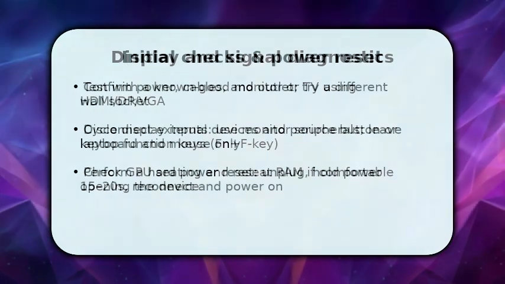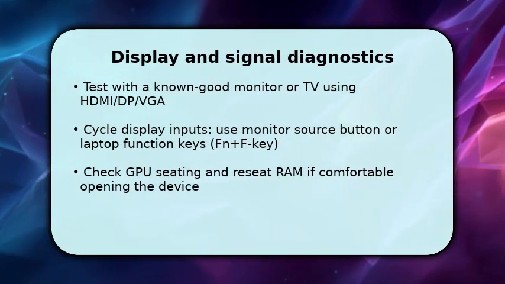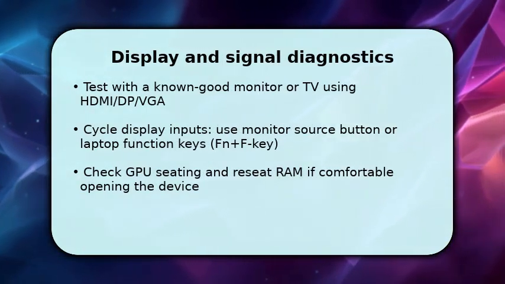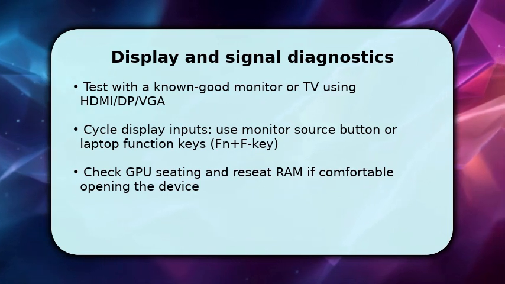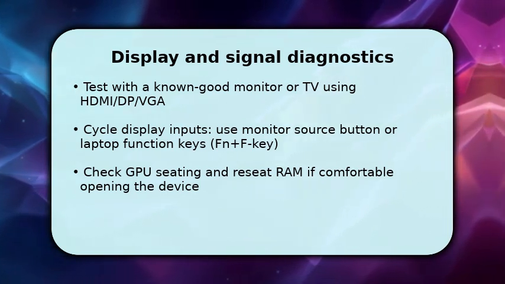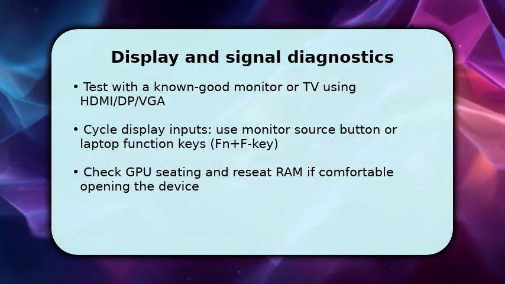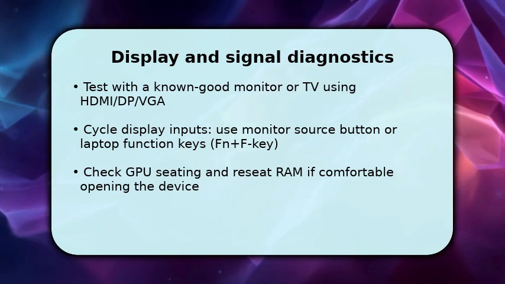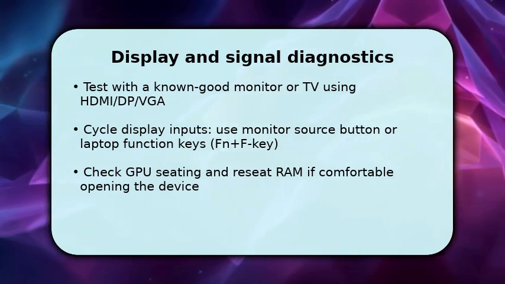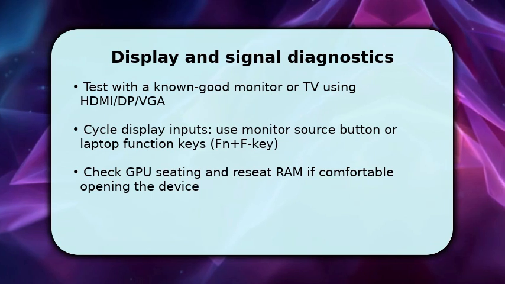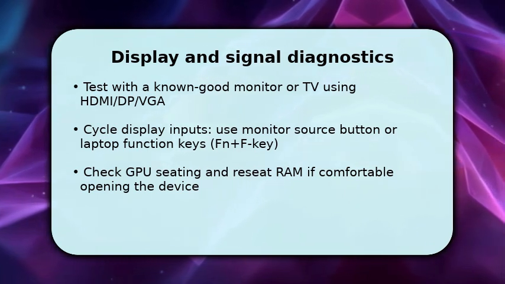Next, isolate the video signal to determine whether the issue is the display, cable, or computer. Connect a different monitor or TV with HDMI or DisplayPort. This tells you if the original screen or cable failed. Once done, cycle the monitor input and use the laptop display toggle keys to force an external or internal screen.